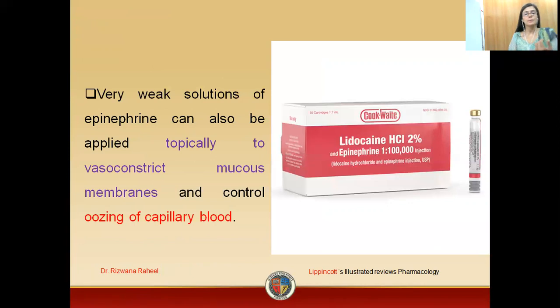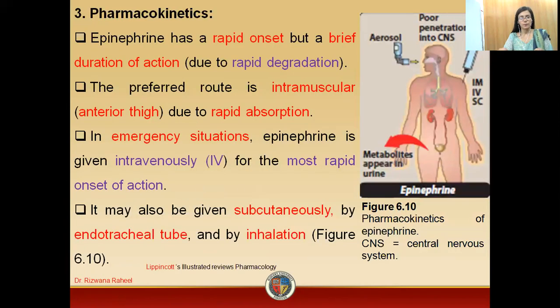So this epinephrine can also be used topically. Why can this be used topically? Because it has the ability to constrict the mucous membrane, so it can be used to control the oozing of capillary blood. Now coming towards the pharmacokinetics of epinephrine. This drug has a rapid onset of action. It has a brief duration of action because of degradation.